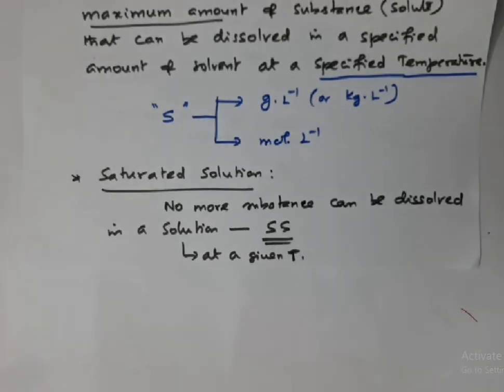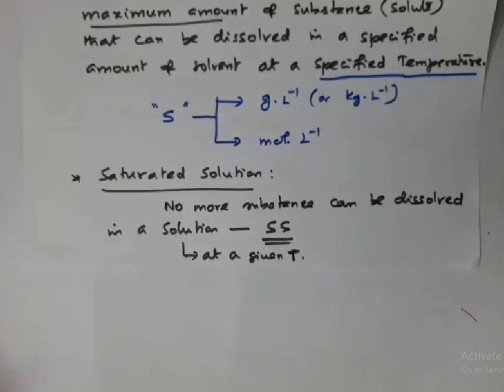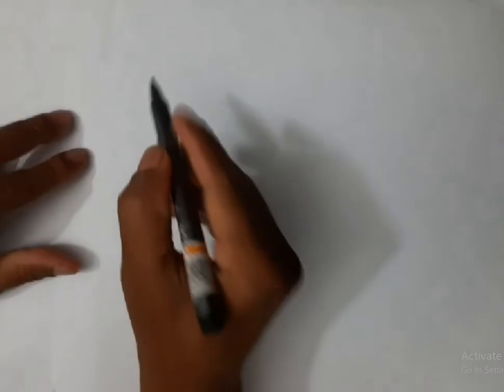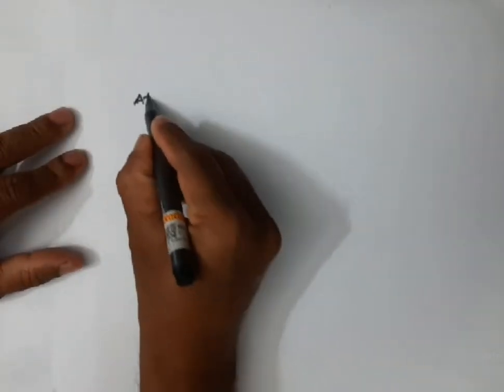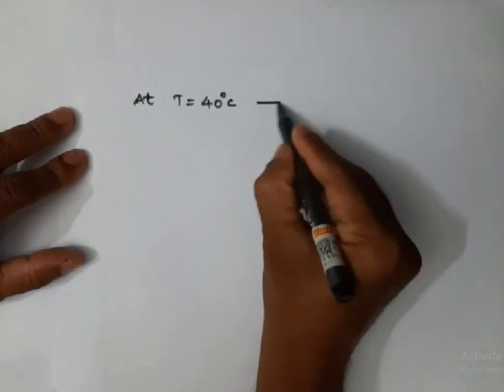At a particular temperature, if you dissolve some solute in a solvent, you will reach a maximum. After that maximum, you cannot dissolve more substance. We call that solution a saturated solution, but you must mention the temperature. For example, at 100 degrees Celsius, just for understanding purposes. It need not be 100 degrees, any temperature. Say, T equal to 40 degrees Celsius.